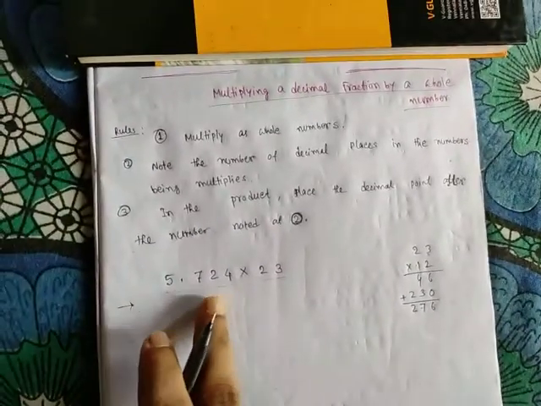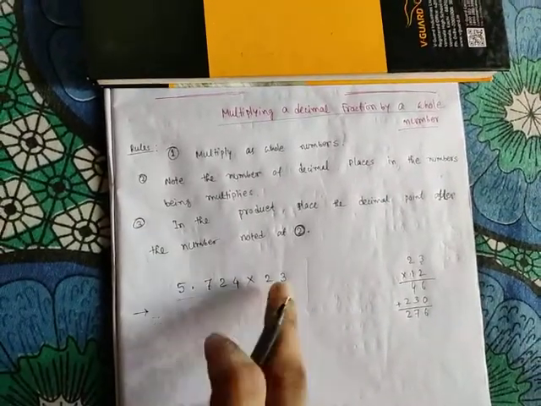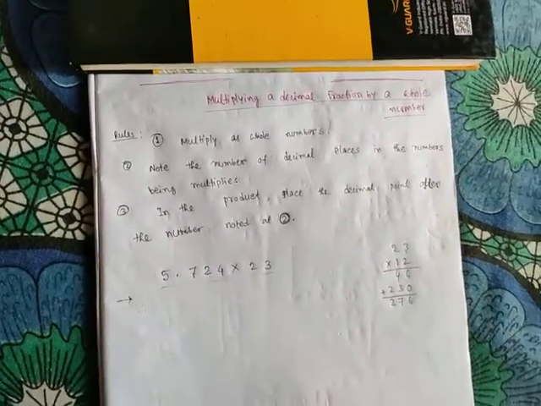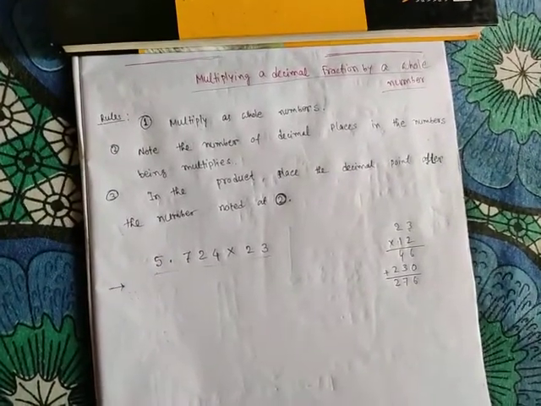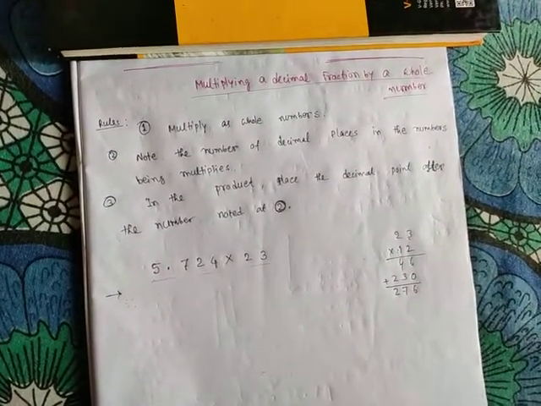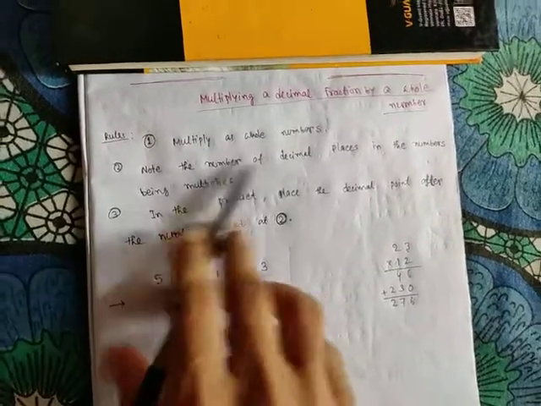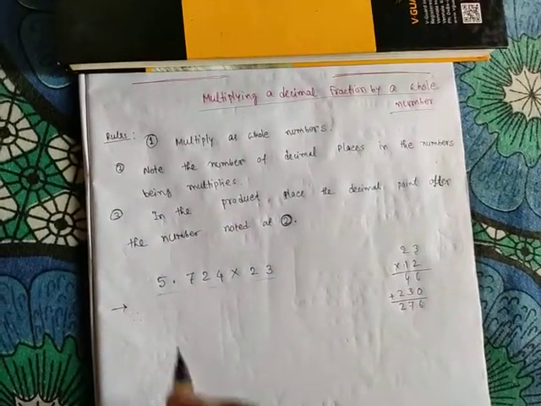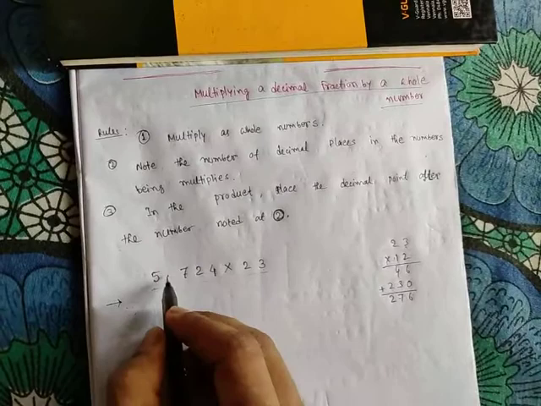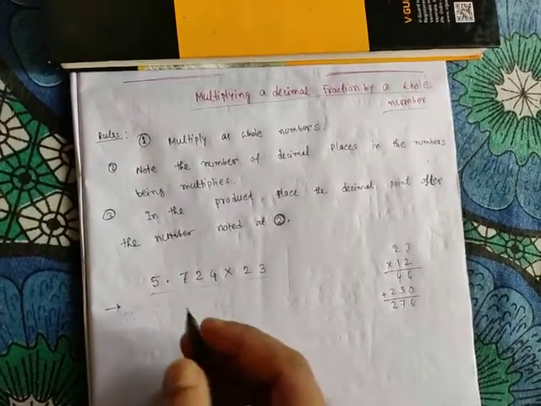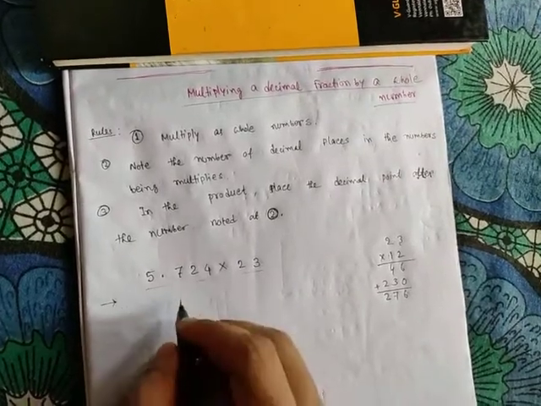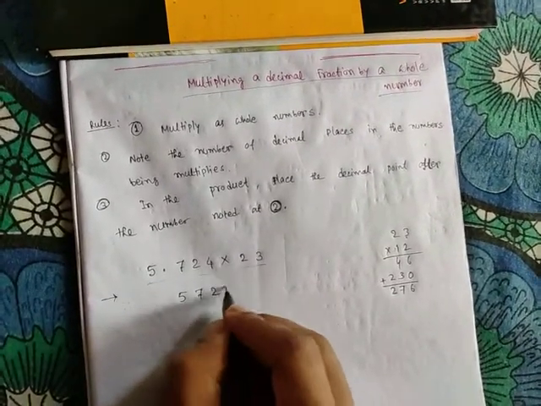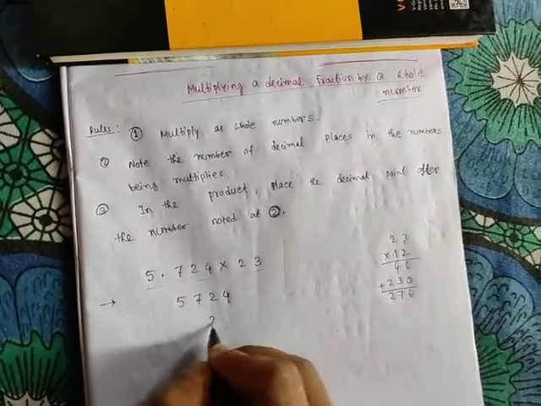That means when you do the multiplication between a decimal fraction and a whole number, forget about the decimal point. Don't think about it first. First do the multiplication as whole numbers. So see the first point. If I forget the decimal point, then what will be the number? 5724 and this 23.